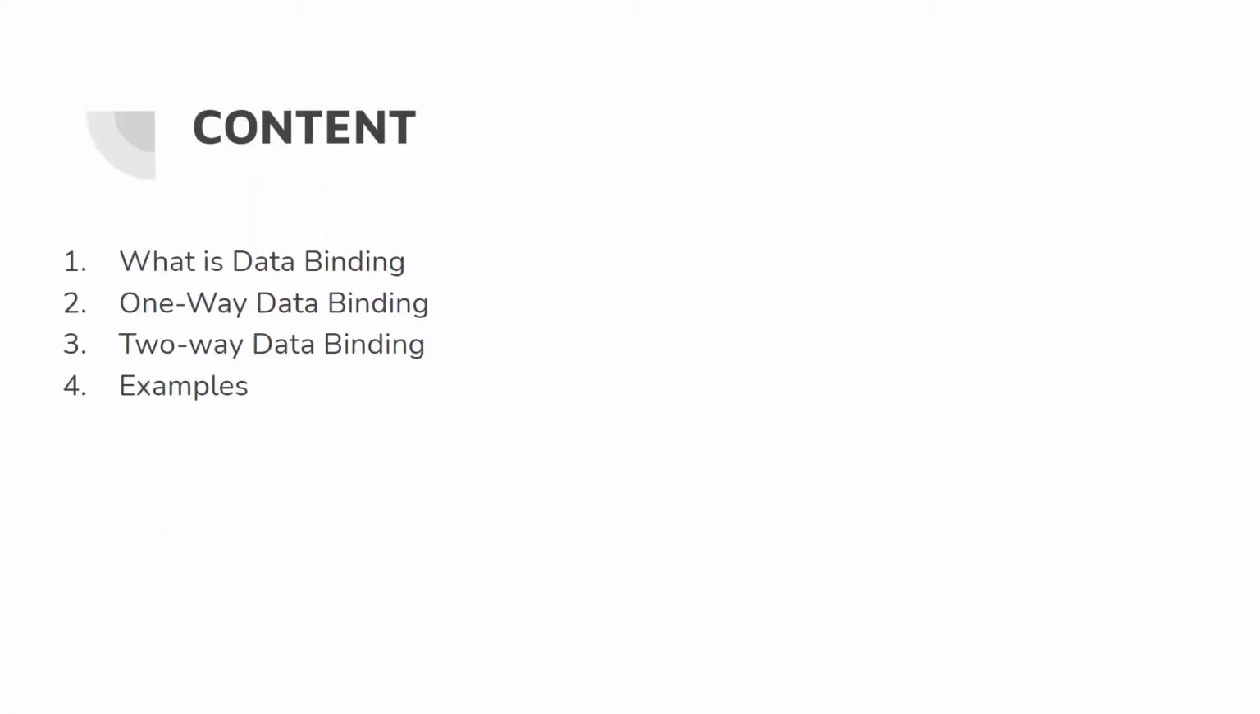First we talk about what data binding is, then we talk about the types of data binding, and after that we talk about one-way data binding and then two-way data binding, and see a few examples of one-way and two-way data binding.